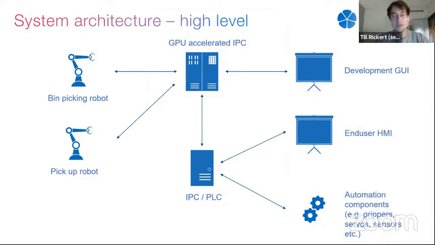On the bottom of the slide, you see a real-time enabled IPC, or a PLC, if you want to say so. It controls classical automation components like grippers, servos, sensors, everything that is not directly related to the robotics part. It also hosts the human-machine interface for the end user, which is just a simple GUI with start, stop, error messages, system safety, very easy to use.